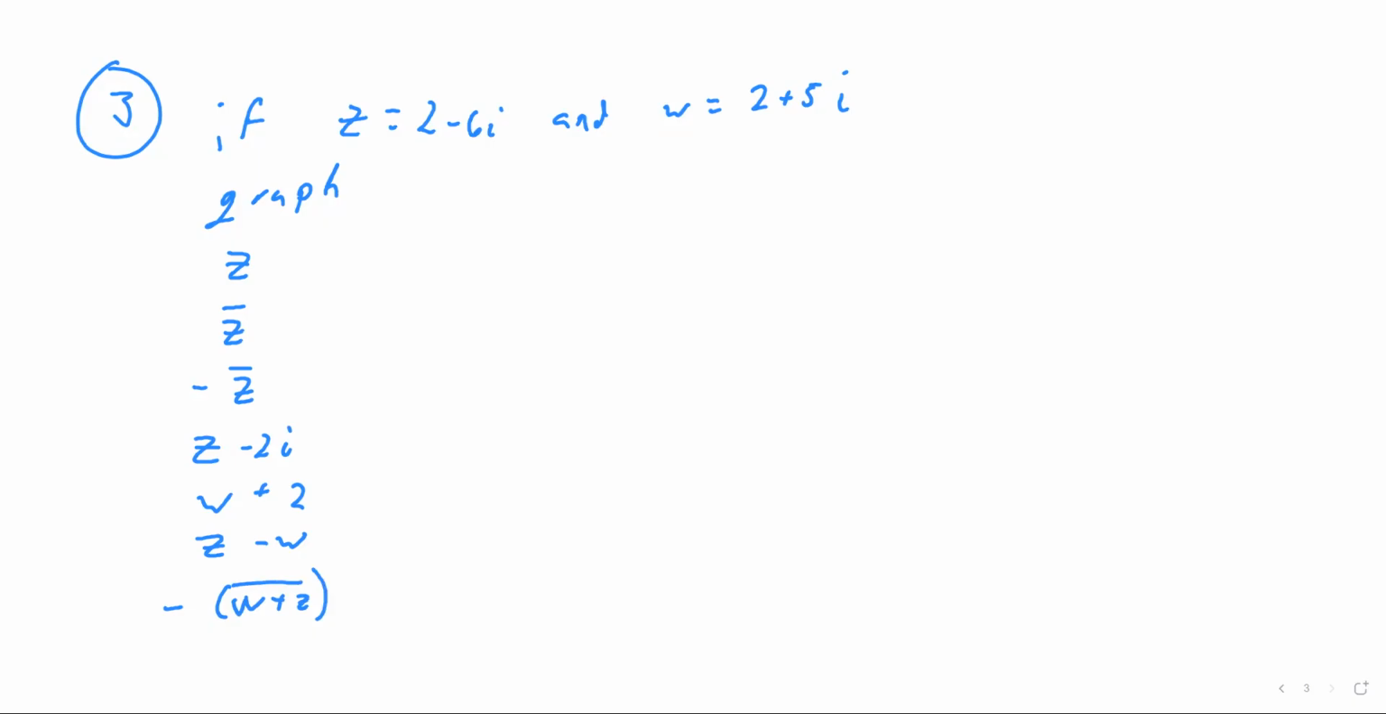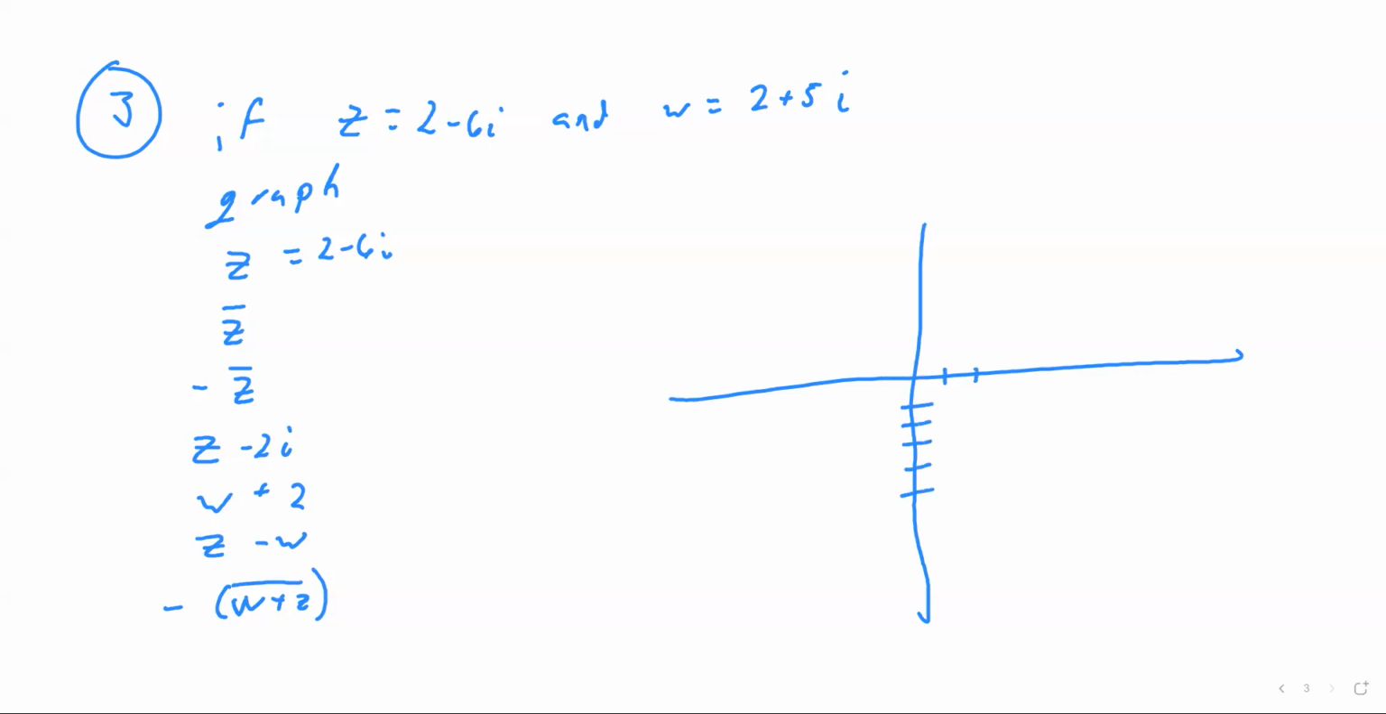So for instance, z is simply just 2 minus 6i. That was given to you. So on my graph here, I would go 1, 2, 1, 2, 3, 4, 5, 6. Here is z. Okay. What does this line above this z mean? Conjugate. So what is the conjugate of z? I expect you to be able to graph that. So that's 1, 2, 3, 4, 5, 6.